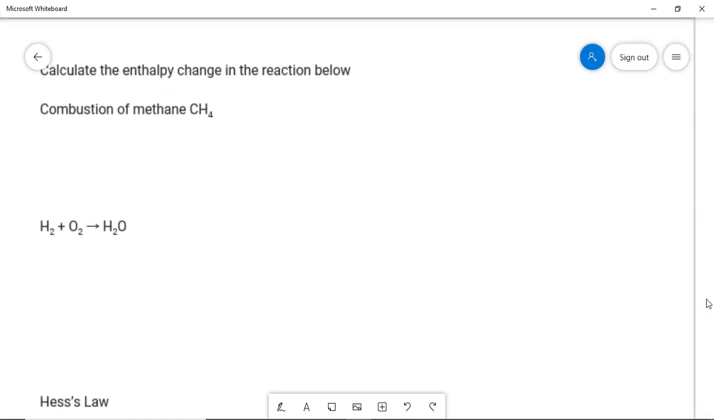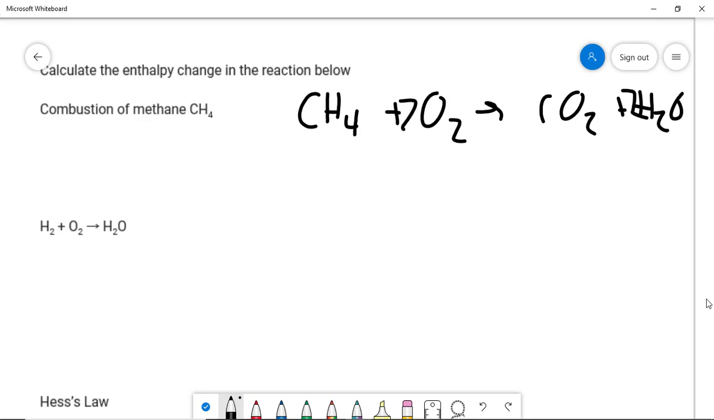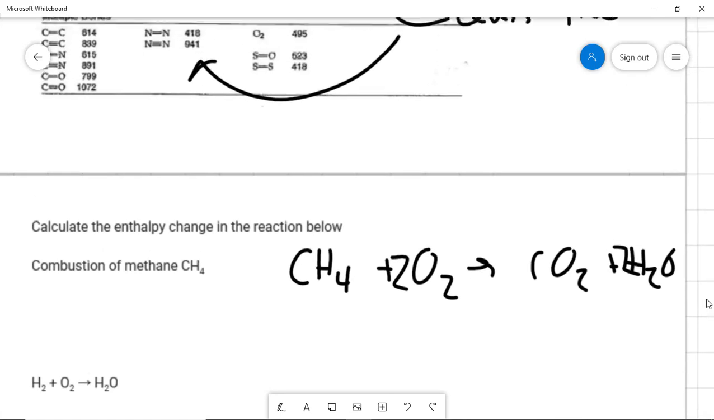So let's just do this first one here, combustion of methane. I think this is pretty straightforward once you know how to do it. And again, combustion reactions, you should know how to write those out. So 1, 2, 2. Okay. Now I'm going to scroll back up a little bit because I cannot see my enthalpies.